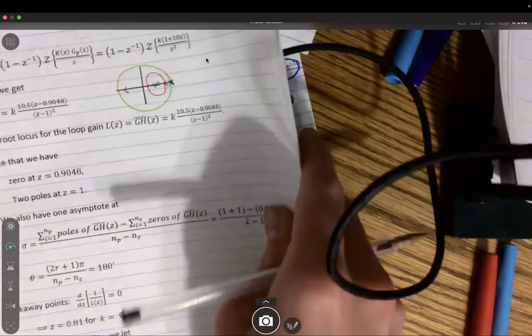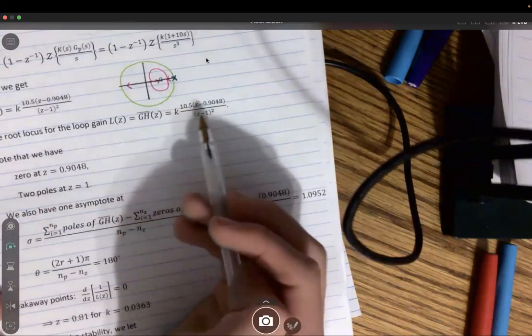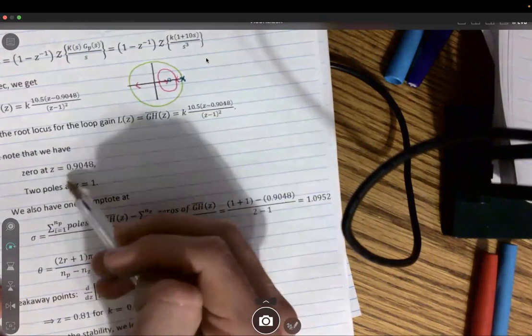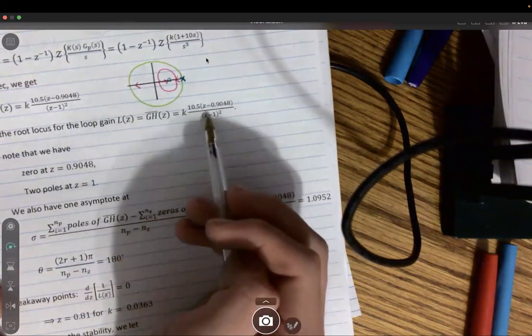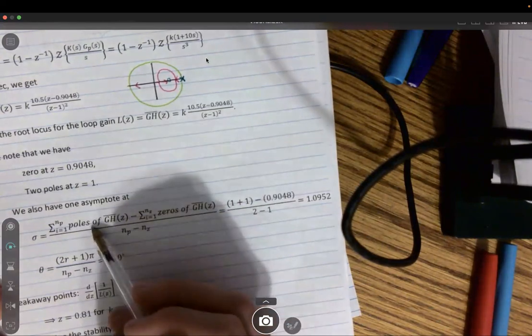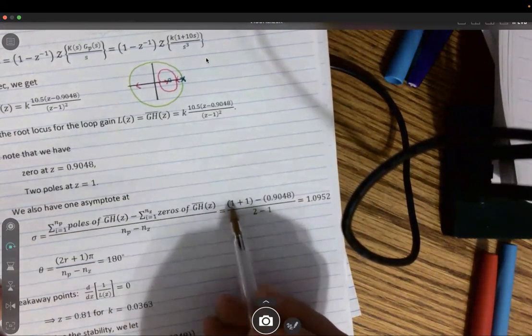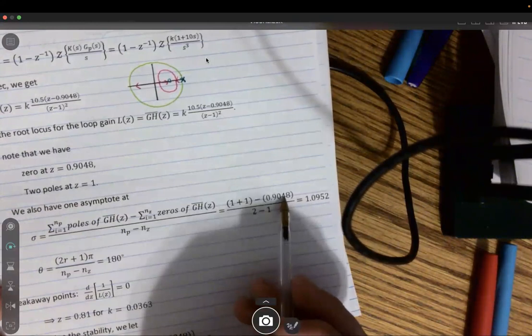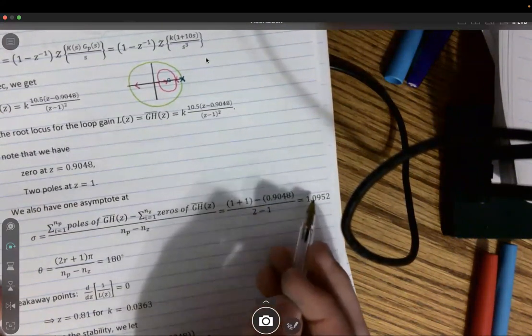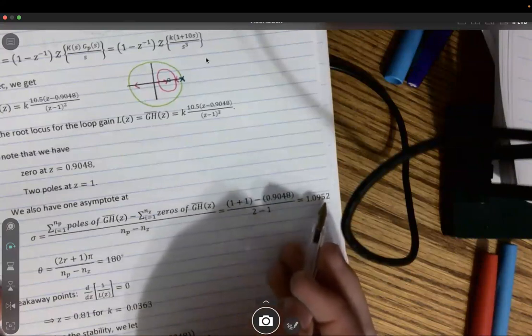So he basically had his open loop equation here. He had a different one. And so notice that there's 1 zero at 0.9048. There are 2 poles at z equal to 1. So the summation of your poles, you're going to notice that we have 2 poles at 1, so 1 plus 1 minus your zeros. We only have 1 zero, right? And then number of poles minus number of zeros. So this determines your asymptote. So we're expecting an asymptote at 1.0952.